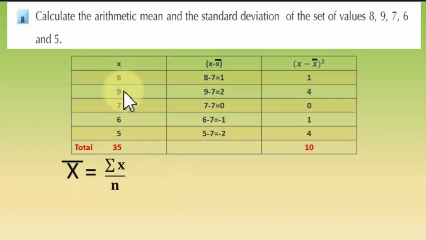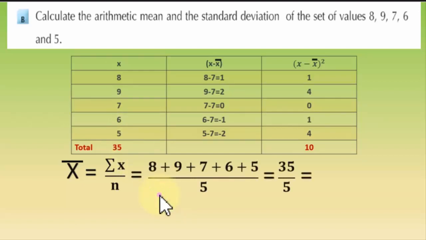Summation of x, the sum of x. We sum: 8 plus 9 equals 17, plus 7 is 24, plus 6 is 30, plus 5 equals 35. 35 over 5, because we have five values: 1, 2, 3, 4, 5. 35 over 5 equals 7.